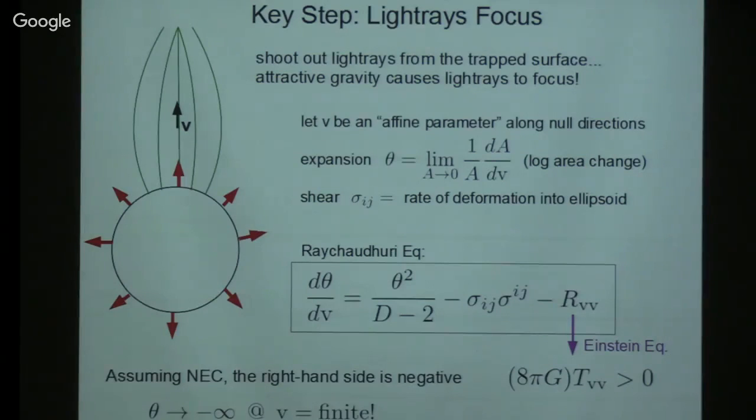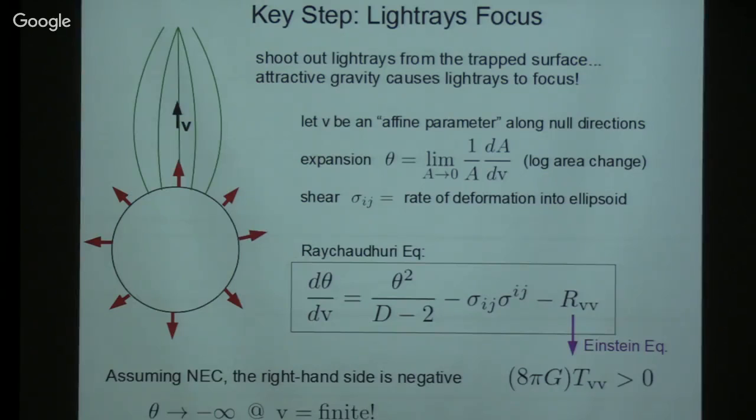So the key step that is behind this theorem and several of the other theorems is that the light rays focus. The basic idea is you shoot out light rays from this trapped surface. And the attractive gravity means the light rays can only focus towards each other. They cannot defocus away from each other.